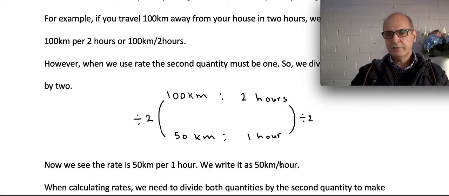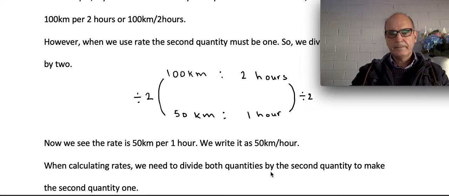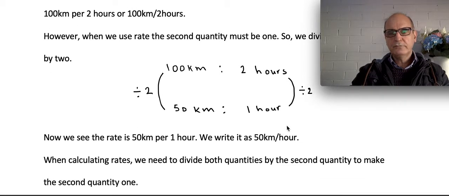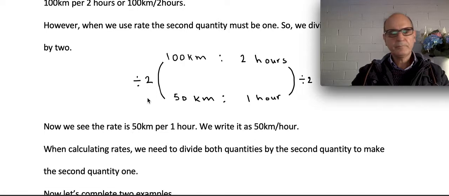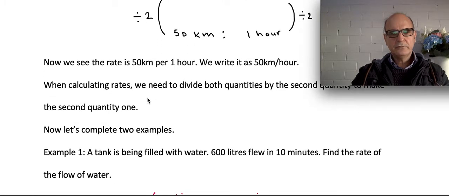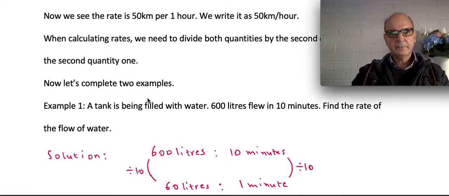So the second quantity should be 1 when finding the rate. That's why we don't need to write 1 hour. Hour means just 1 hour. So 50 kilometers per hour. We always need to divide by the second quantity. Both of the quantities have to be divided by the second quantity, so the second quantity becomes 1. Let's look at a couple of examples.